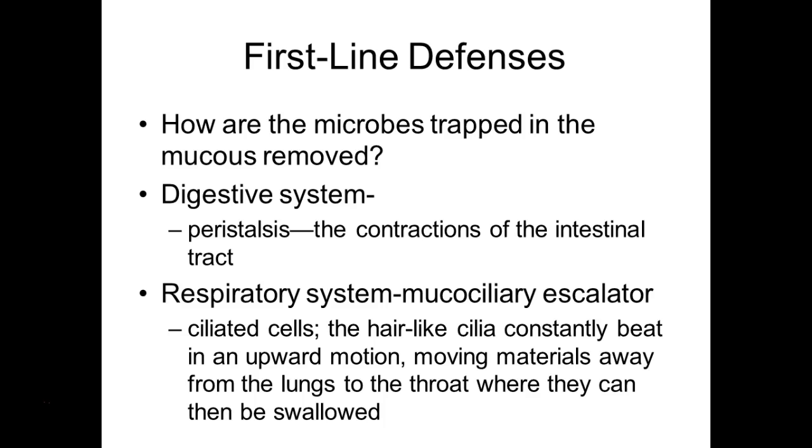So how are the microbes trapped in the mucus removed? For the digestive system, it's all about contraction, that peristalsis, that natural stuff that moves things through the system. For respiratory, a little bit more complicated. We have what's called the mucociliary escalator. And again, this is because it's moving up. So mucus traps it, the cilia move the mucus and the trapped microbes up for you to then swallow and go out the digestive system.